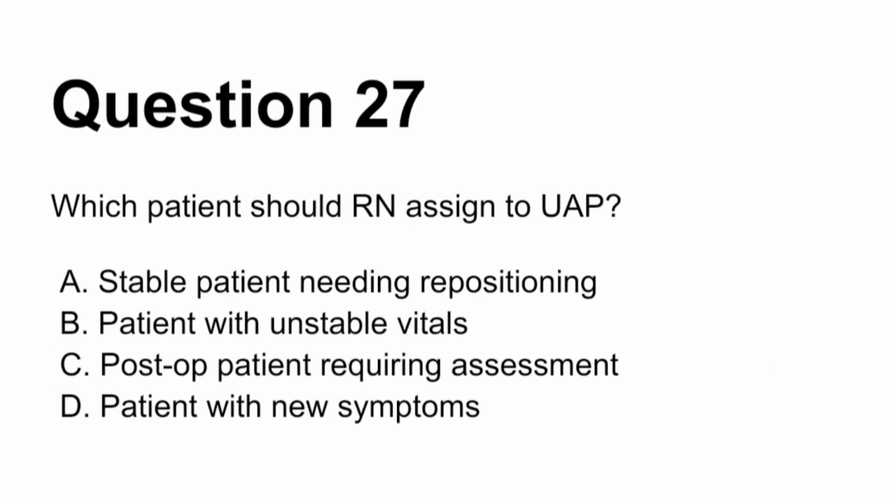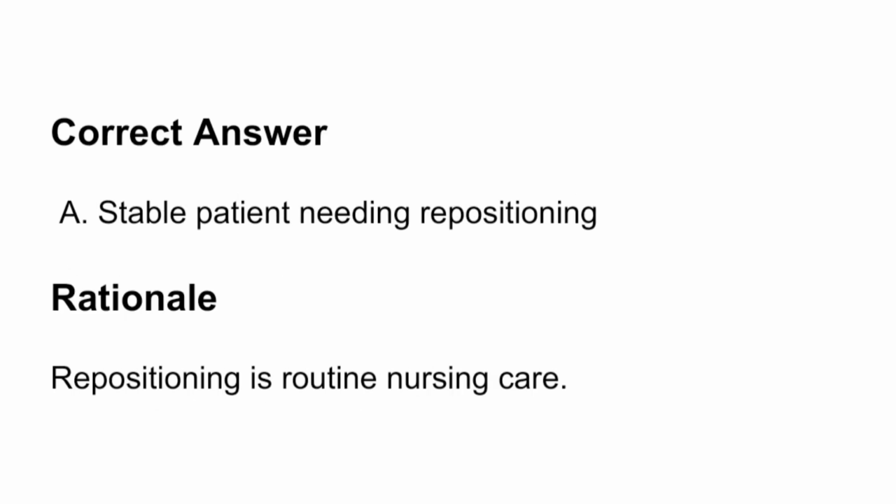Question 27. Which patient should RN assign to UAP? A. Stable patient needing repositioning. B. Patient with unstable vitals. C. Post-op patient requiring assessment. D. Patient with new symptoms. Correct answer, A. Stable patient needing repositioning. Rationale: repositioning is routine nursing care.